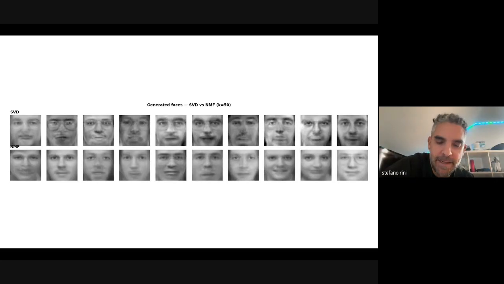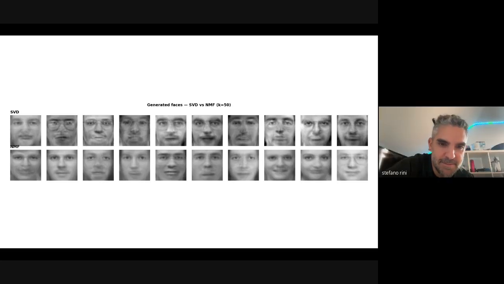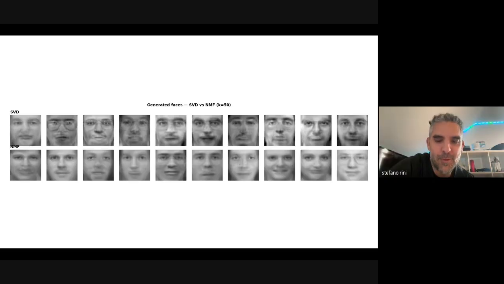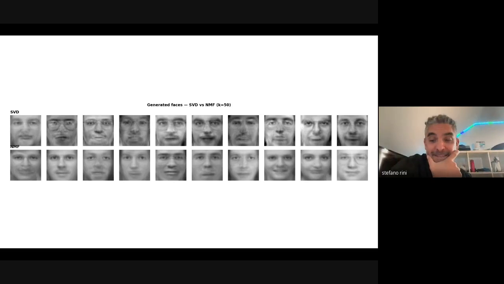Next page, I think, is a comparison. Who's your favorite face? If you had to pick a friend among these faces, which friend would you pick? Who would you want to be your friend among these faces? Maybe the second face of NMF. The guy looks friendly. The guy looks more friendly, I think.